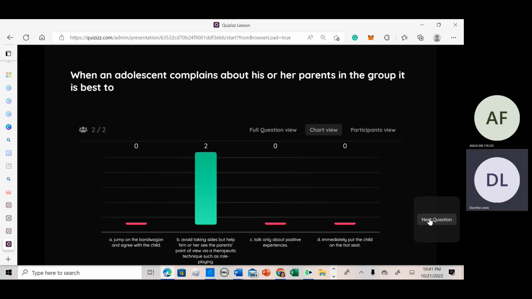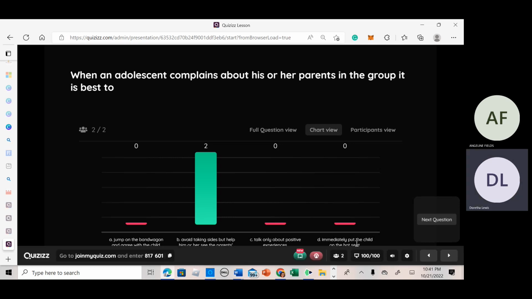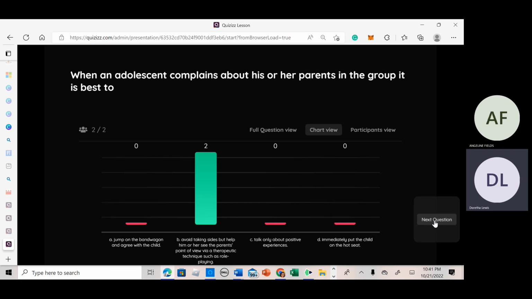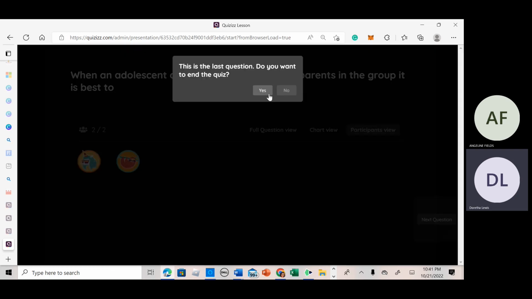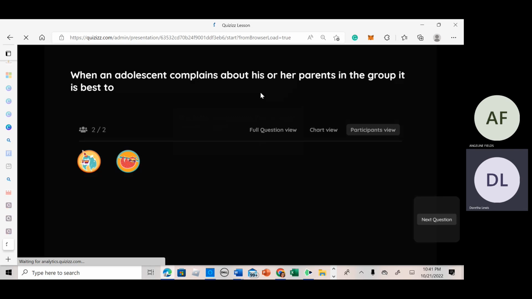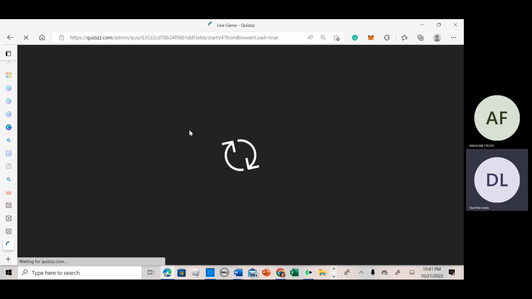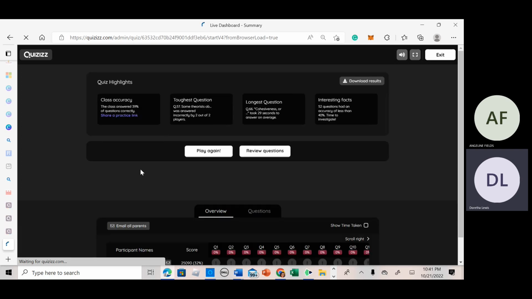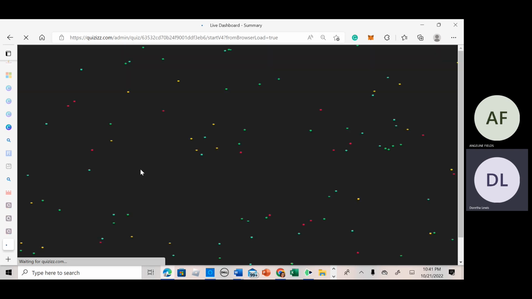Give you another perspective of what the parents are going through or what they see that the kid might not see. And we are done. We have finished this chapter. Let's see what happens when I click next. So we're going to exit the quiz. And we are done. How do you feel about the 50 questions for this one?